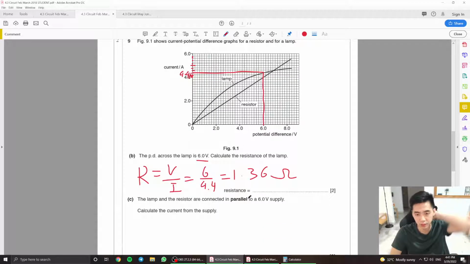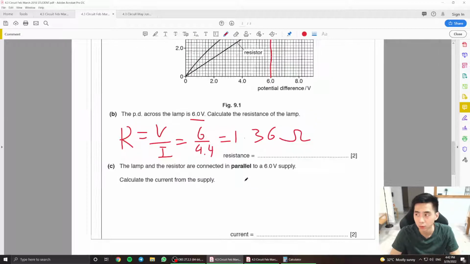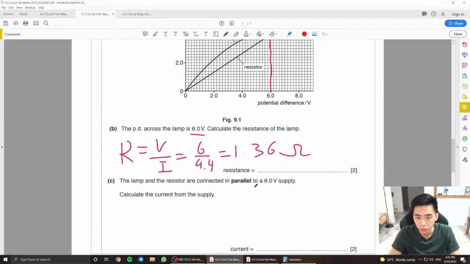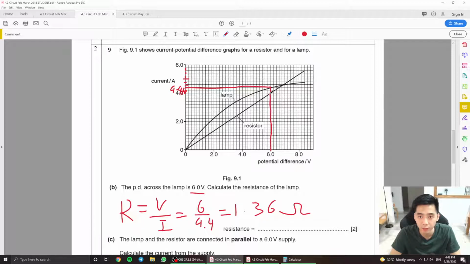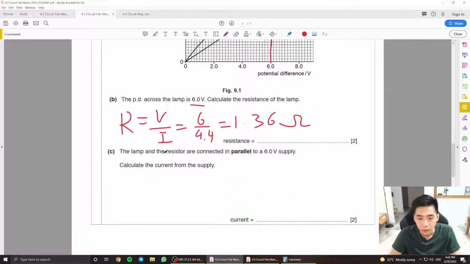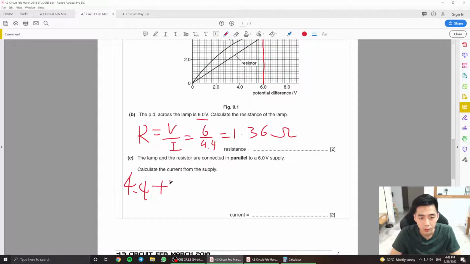The lamp and the resistor are connected in parallel to a 6 volt power supply. Calculate the current from the supply here. If it is 6 volts, all I need to do is find the current here as well. The current should be somewhere around 4, right? So it's just a matter of adding them both together, right? Yeah, it's just 4.4 plus 4, which is supposed to be 8.4 amperes.